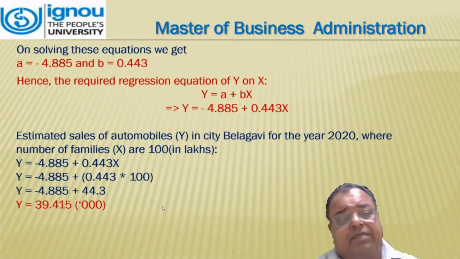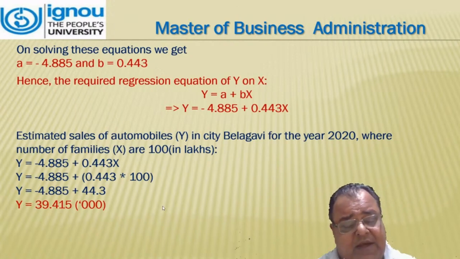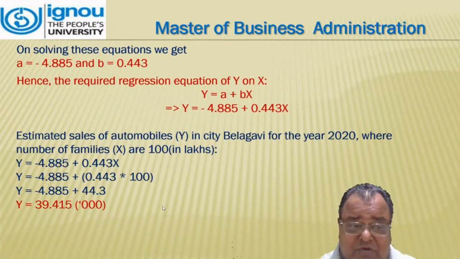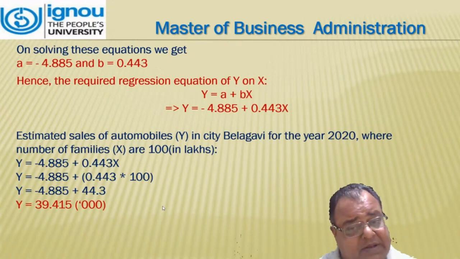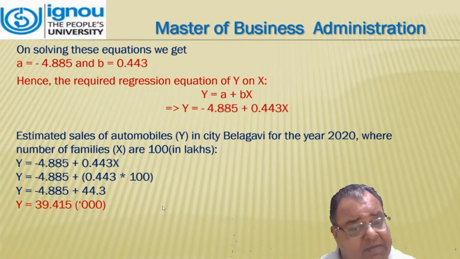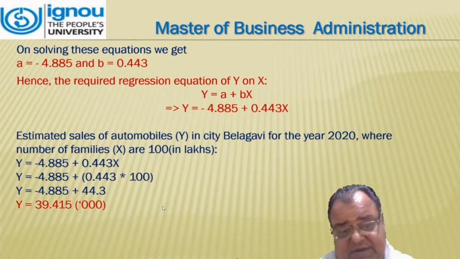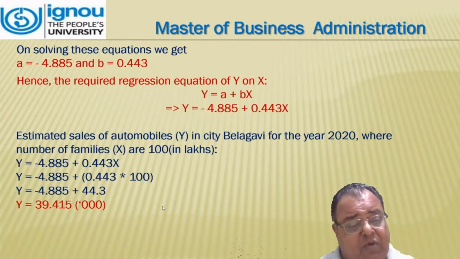We will just transform the values of a and b into the basic equation, that is y is equal to a plus bx. Now your standard equation is y equal to minus 4.885 plus 0.443x. Now, we were supposed to calculate the estimated sales of automobiles in the city Belagavi for the year 2020, where the number of families will be 100 in here. We have x is equal to 100. Just transforming the values, you will get y equal to 39.41.